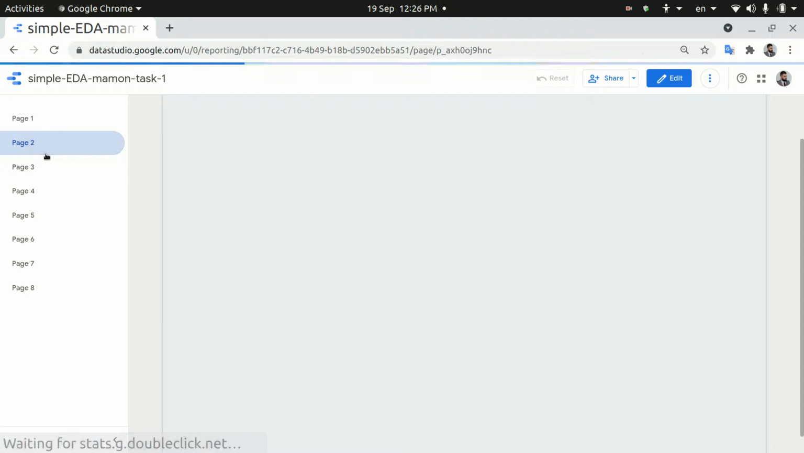Now this page is just loading. Because the data is large and the internet is so bad, let me just pause the video while it's loading.